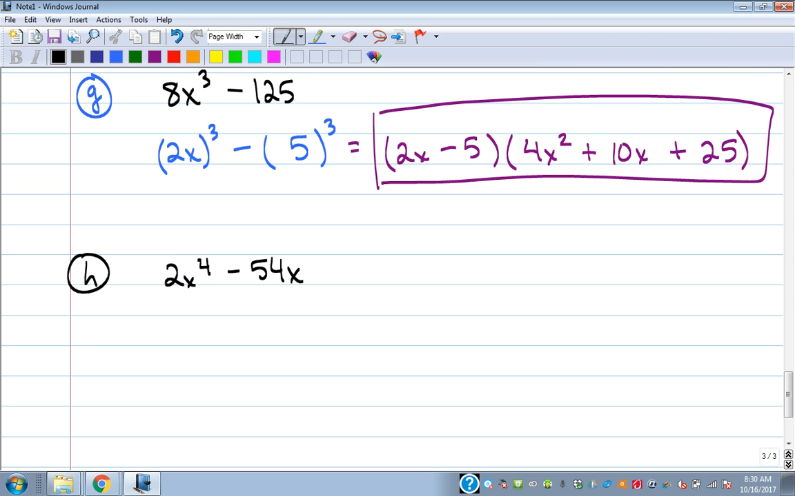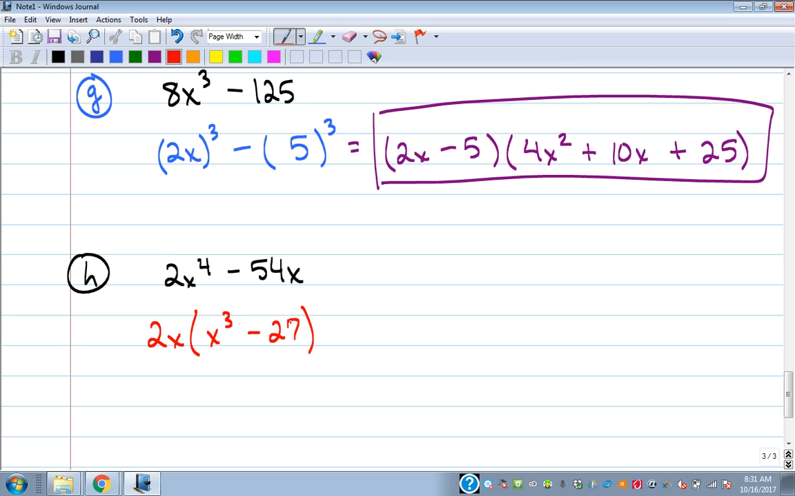Is it in descending order? Yes. And then the next thing we look for is the greatest common factor, because we see a 2 in the front here and a 54. We know those numbers are both even, right? So we know they can divide by 2. What else do they have in common? An x. So if I pull a 2x out, what's that going to leave in parentheses? X cubed minus 27. And then that's a difference of cubes left in.